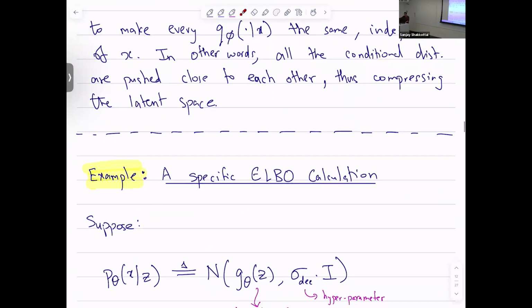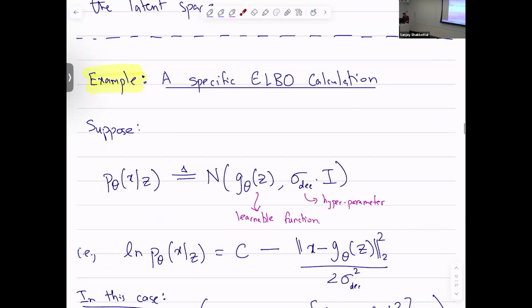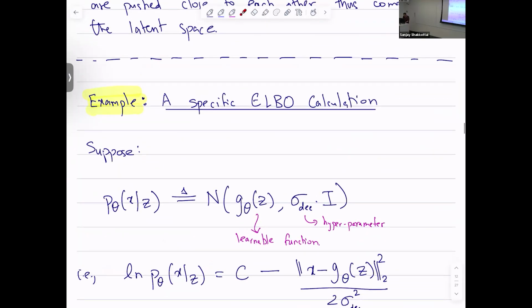So let's do a specific calculation. Suppose that the p theta is a sampling decoder. What do I mean by that? It means you're just choosing a learnable function for the mean. It takes a z as input, but the variance is fixed. It's just diagonal with a scalar.